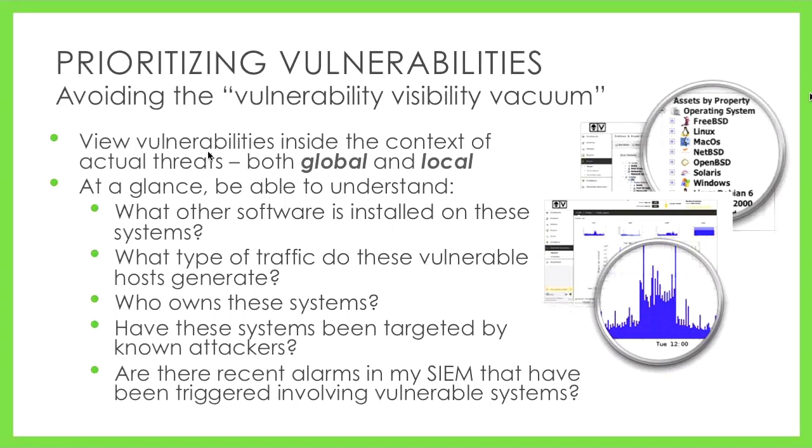Right? So high-impact vulnerabilities on a server that no one sees, that isn't connected to the rest of the network, even if it's a high impact, it presents much lower risk, right, than a medium-impact vulnerability on an internet-facing machine in like a DMZ or something like that.